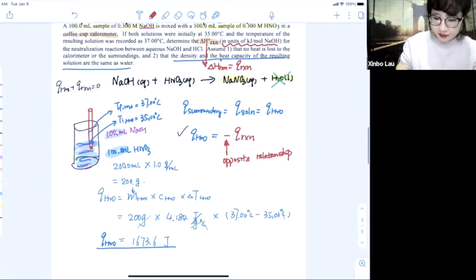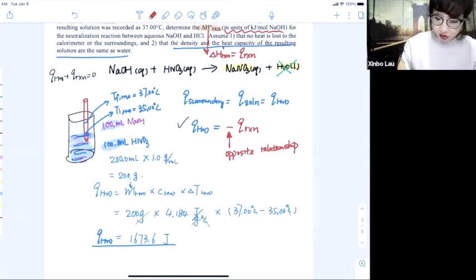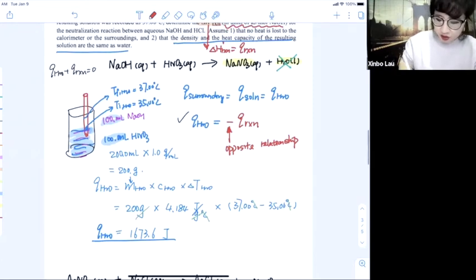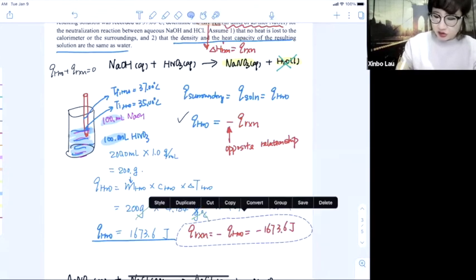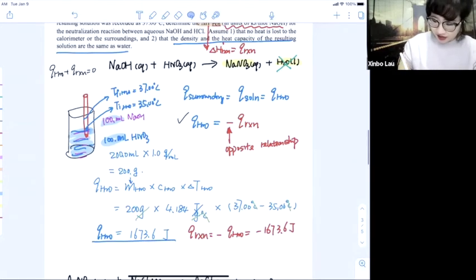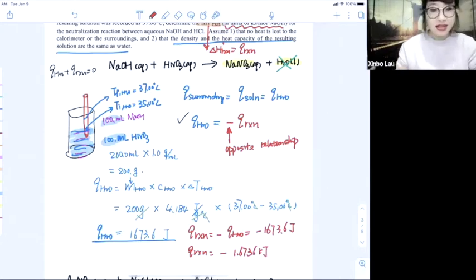The heat of the water equals that many joules, and we know the heat of my reaction just equals the negative of the heat of water, which will be negative 1673 joules. Then you go, okay, that's joules. I can turn that into kilojoules easily. So the heat of my reaction equals negative 1.6736 kilojoules. I divided by 1,000. I hope we're all clear on how to convert joule to kilojoule.